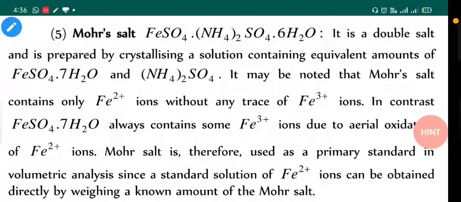Mohr salt is therefore used as a primary standard in volumetric analysis, since a standard solution of Fe2+ ions can be obtained directly by weighing a known amount of Mohr salt. That means pure FeSO4 is actually not possible. It always contains Fe3+ in trace amounts. So for proper results, we can use a standard of FeSO4·(NH4)2SO4, Mohr salt.